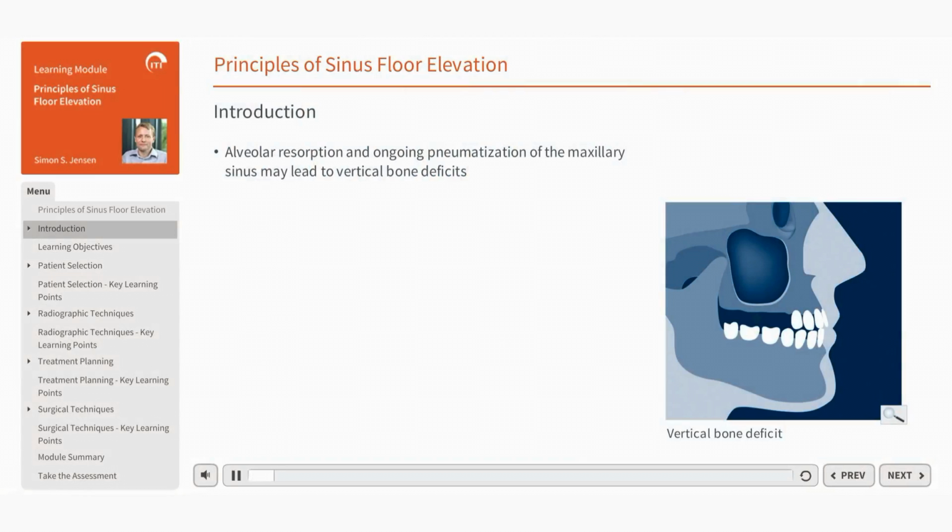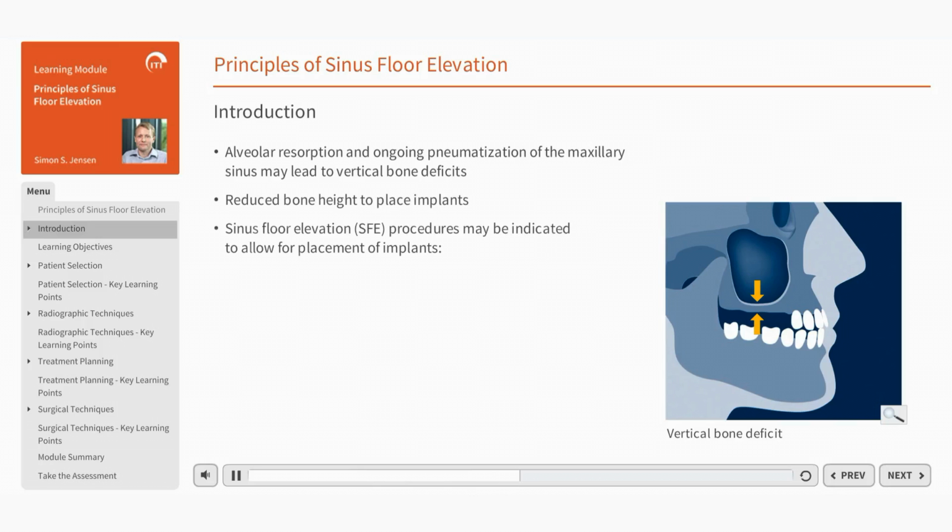Following tooth loss, alveolar resorption and ongoing pneumatization of the maxillary sinus may lead to vertical bone deficits in the posterior maxilla. This deficit reduces the distance between the maxillary sinus floor and the alveolar process, so that reconstructing the vertical bone height by means of a sinus floor elevation procedure may be a prerequisite for placement of dental implants of the correct dimensions and in the ideal three-dimensional position in order to achieve optimal functional and aesthetic treatment outcomes.